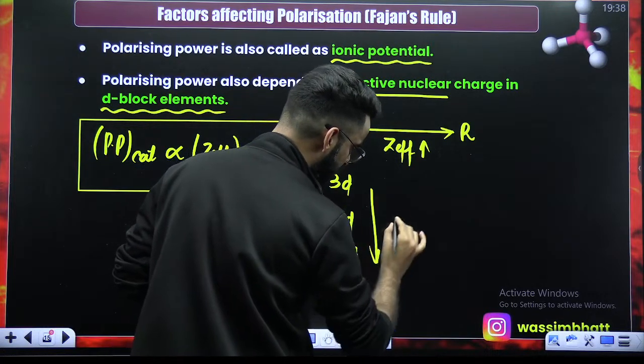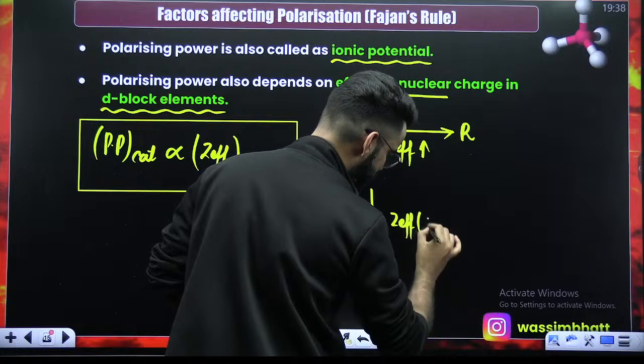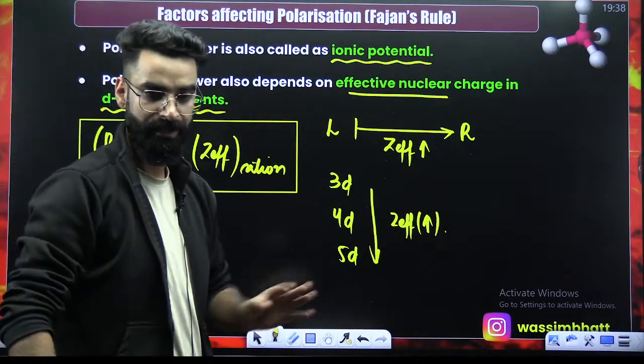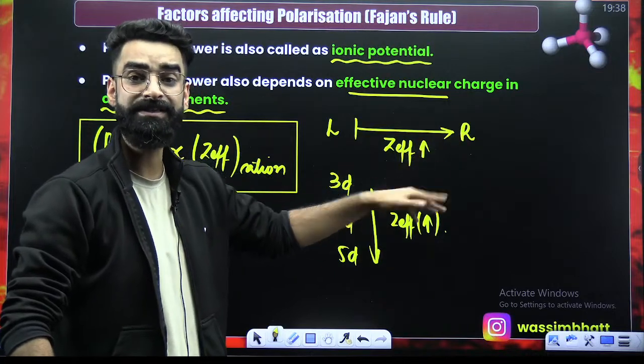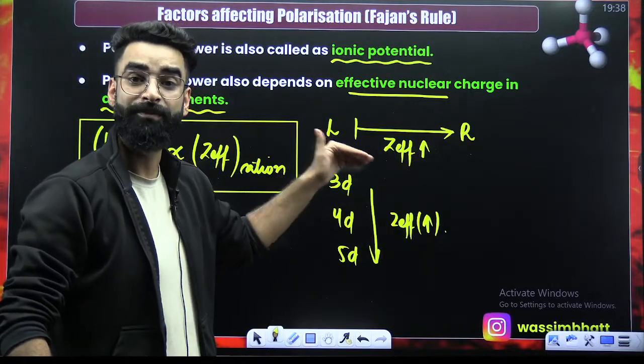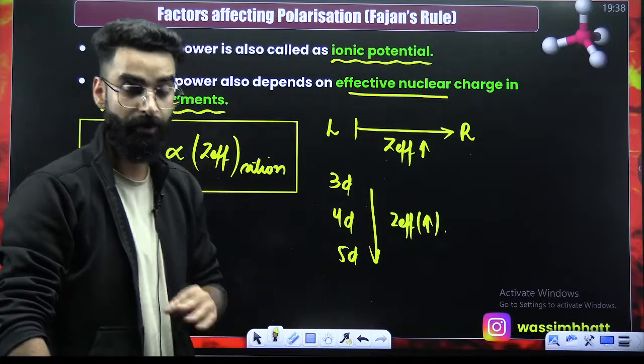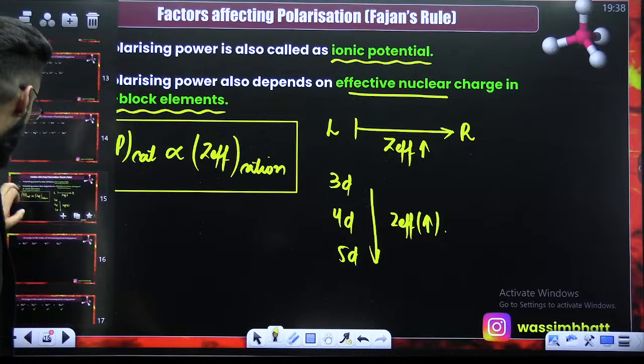What happens down the group? Again, the effective nuclear charge in case of d block elements generally increases. I'm using the term generally. Left to right, generally, effective nuclear charge increases. Top to bottom, from 3d to 4d, 4d to 5d, generally, effective nuclear charge increases. Okay? Now, why am I telling you all this?